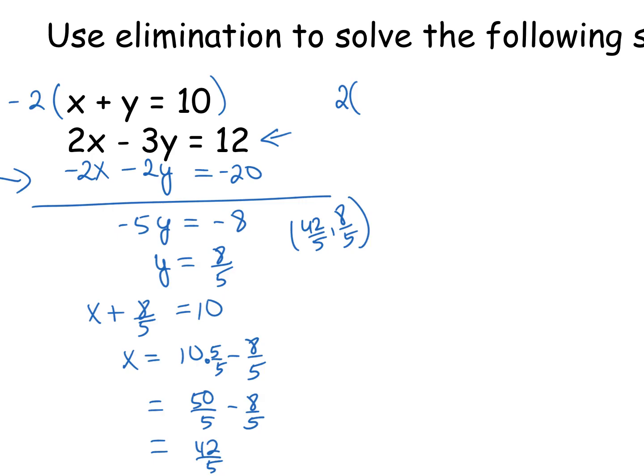So we're going to do 2 times 42/5 minus 3 times 8/5 equals 12. Do you want to get rid of the denominator? We could. We could multiply across by what? What's 5? Okay, now pay attention to what's going to happen. This right here is one term. That's 5 times 2 times 42/5. So what's going to happen? The 5s are just going to cancel out.